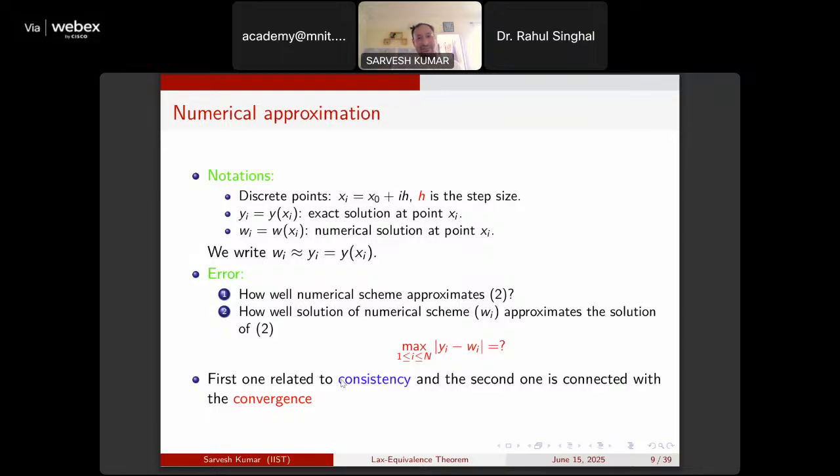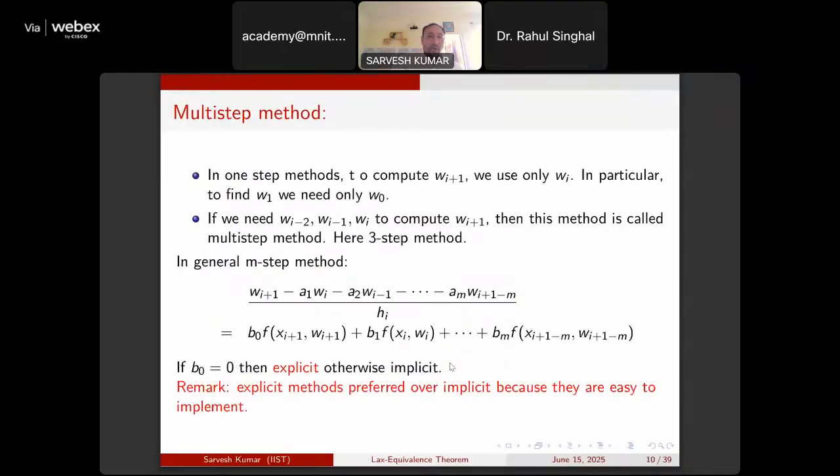The first one is nothing but consistency. As I told you, you have a discrete problem. When h tends to 0, it should behave like a continuous problem. The second one is nothing but the convergence. I will directly go with the multi-step method, because to see the real application of the Lax theorem. You might have also seen the one-step method, where the stability and consistency come through the Lipschitz continuous function.